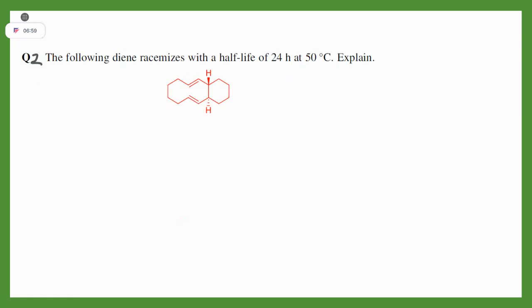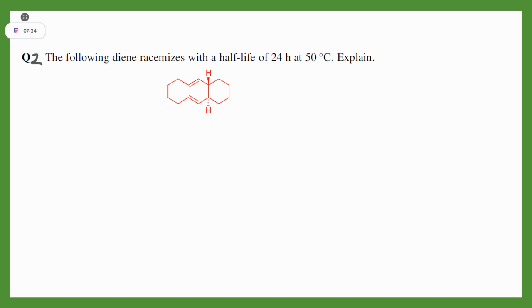Good. Question number two is the following diene racemizes with a half life of 24 hours at 50 degrees Celsius. Explain. See, heating condition is there. It is saying the following diene racemizes. Racemic means two enantiomers are forming in equal quantity, right? 50 ratio 50. That is basically your racemization.